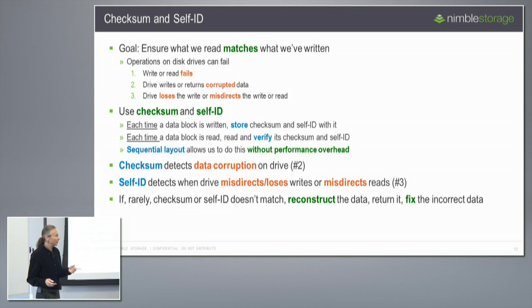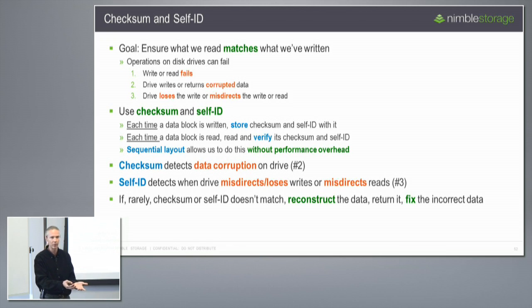Now, those failure modes, 2 and 3, are not very frequent. They are rare. However, if they happen and they don't match, we would reconstruct the data using the RAID parities. We return the correct data, and we fix it on the disk. And by the way, the first time, before we reconstruct, we retry the operation again in case it's just an error on the read.